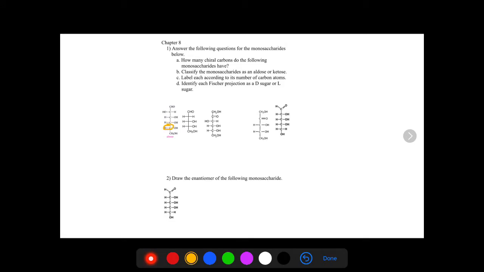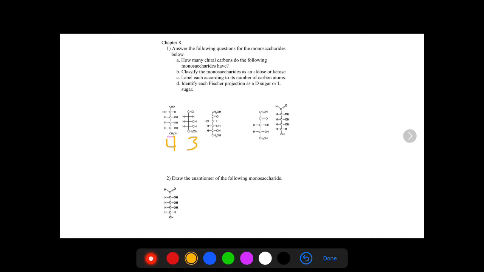So 1, 2, 3, 4. So all of those have 4 different things attached to the carbon. But the one on the end here and the one up here, those would not be considered chiral. So for this one, we have 4 chiral carbons. On this one, again, it's going to be the ones in the middle. So we have 1, 2, 3 chiral carbons.